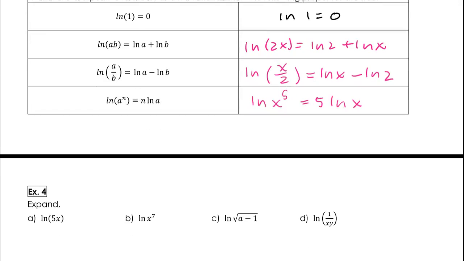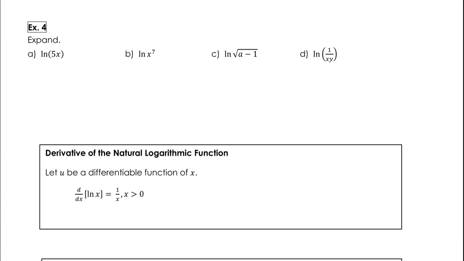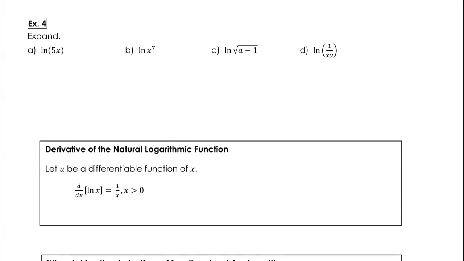Okay, guys, we're already halfway through. Okay, here's a review of pre-calc. So continuing what we just did, I'm asking you to expand these. So we have multiplication here. Multiplication breaks into addition. So this is going to be natural log of 5 plus natural log of x.